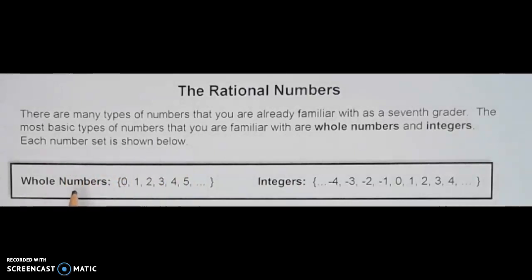First, we have the whole numbers. Whole numbers start at 0, and they go up by 1 unit at a time. 1, 2, 3, 4, 5, etc. Okay, and then we have the integers, and integers, notice, look a lot like the whole numbers. Notice, we see those 0, 1, 2, 3, 4, 5, etc.